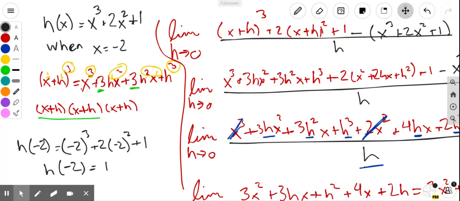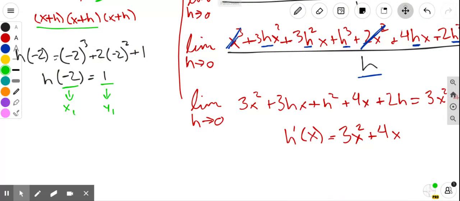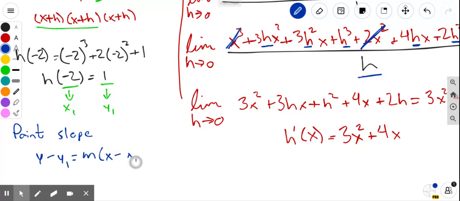Which again, when you try to find your tangent line, this is your x value, so it's the x sub 1. This is your y value, so that's your y sub 1. And we're going to use point slope form because it's probably the easiest way to do this. And just so you remember, point slope is y minus y1 is equal to m times x minus x1 in parentheses like that.